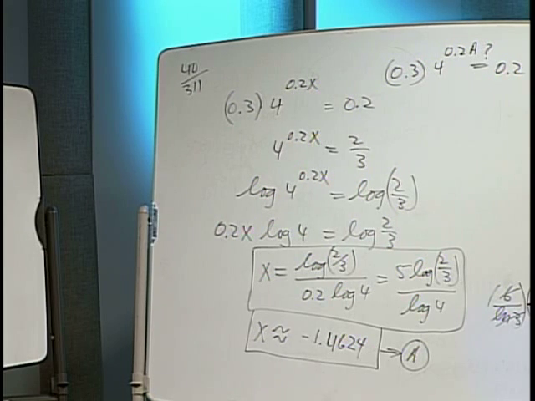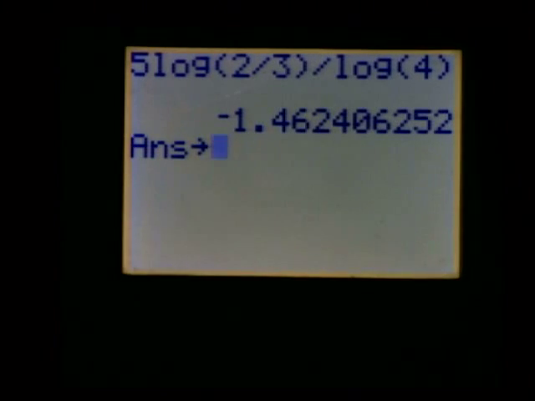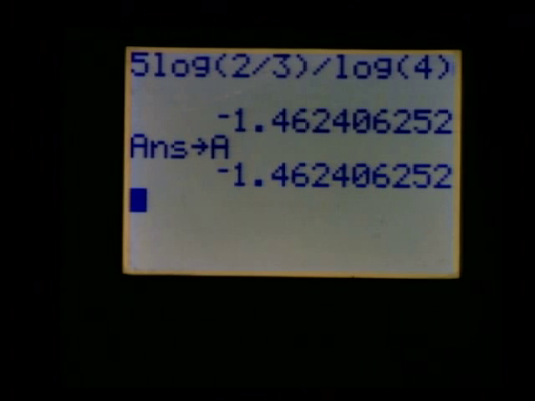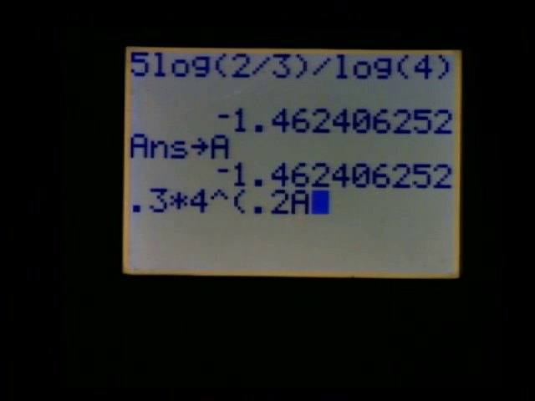So back to the calculator quickly. If I now store this in alpha A, and then I punch the original question, 0.3 times 4 raised to the, in parentheses on the exponent, folks, this is important, 0.2 alpha A, I get a value of 0.2, and notice that's exactly equal to the right side of the equation. A quick check.